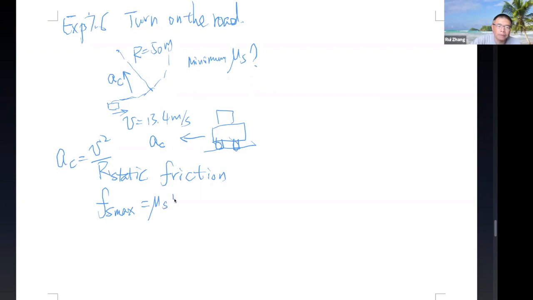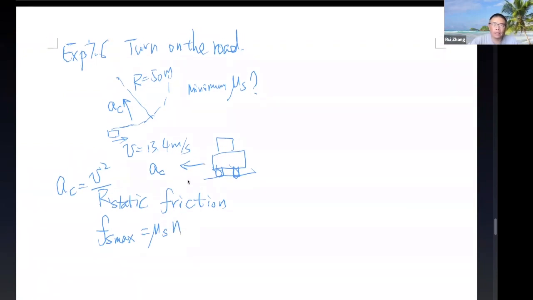And so basically, the case when you need only a minimum mu s is when you actually use this maximum static friction. So to solve the problem, we need to assume that the force providing you the acceleration is the maximum static friction here. Okay.